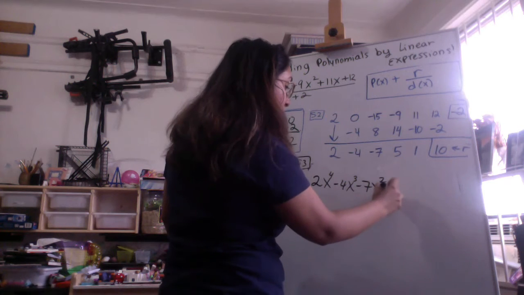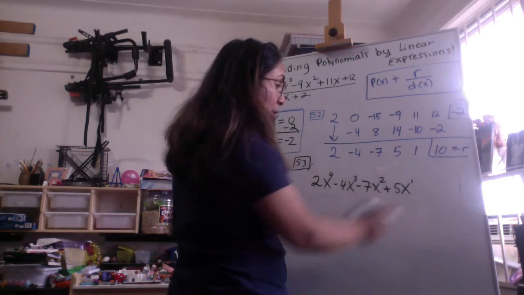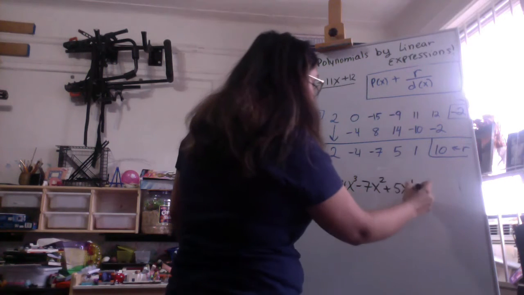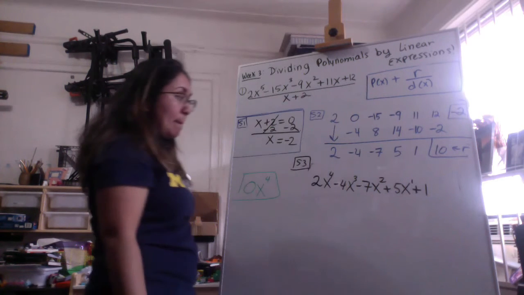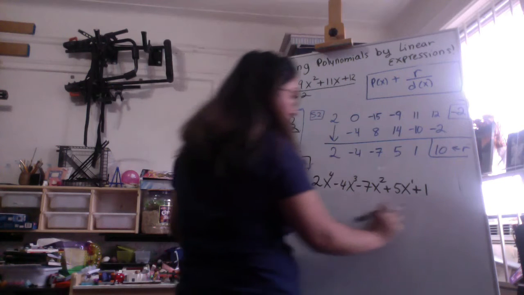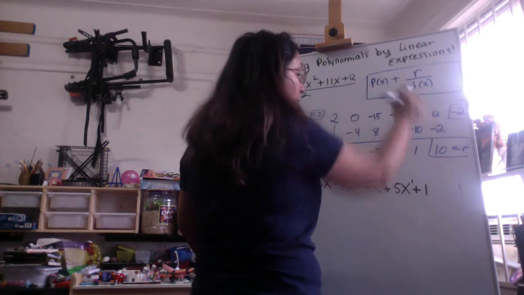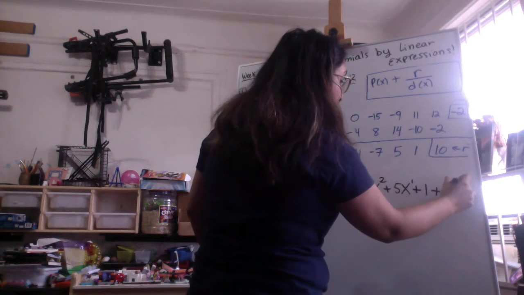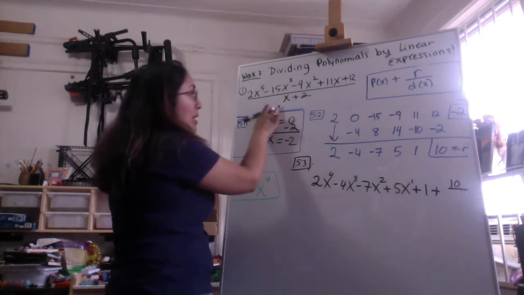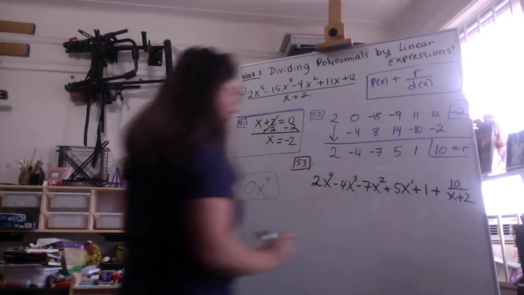That's going to be the coefficient for x to the 1st. And then I use the last exponent, so the last number is going to be that. So now I have my p of x, or you call it my dividend, plus remainder is not 0, so I have to do plus remainder over the remainder, which is positive 10, over my original divisor, x plus 2.